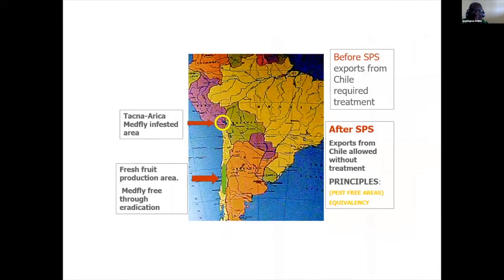The other, again, if you look at a situation where you have exports requiring treatment, only those from an infested area would require treatment, assuming there's treatment for that. Those from an area that is free would not require treatment. That should come out clearly.